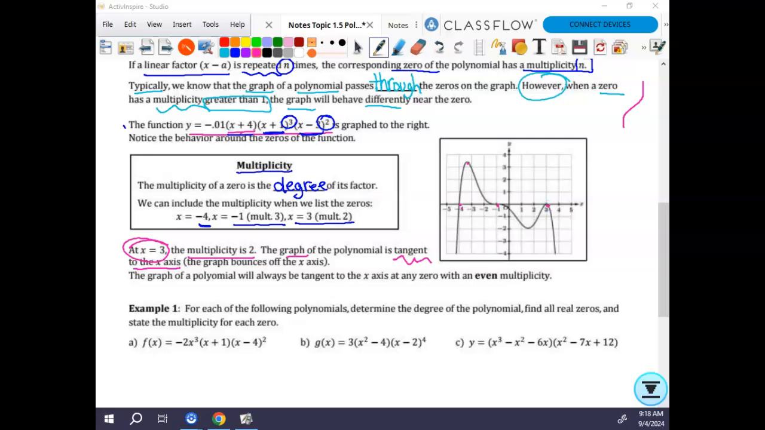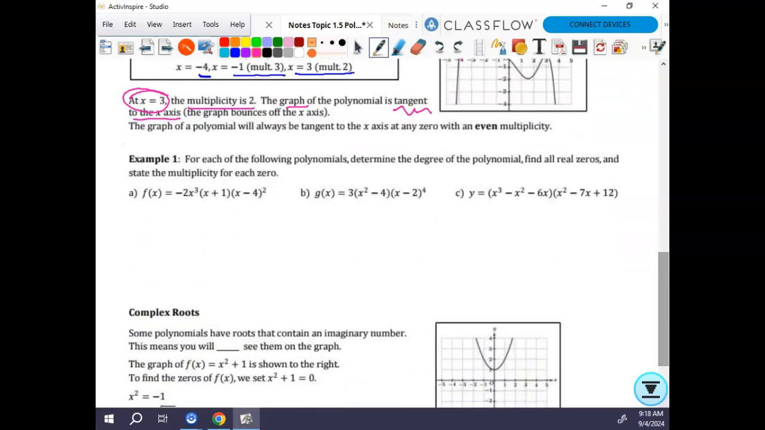The graph, so here's our general rule. The graph of a polynomial will always be tangent to the x-axis at any 0 with an even multiplicity. So it doesn't have to be 2. It can be 2, 4, 6, 8, 10, 12, whatever.